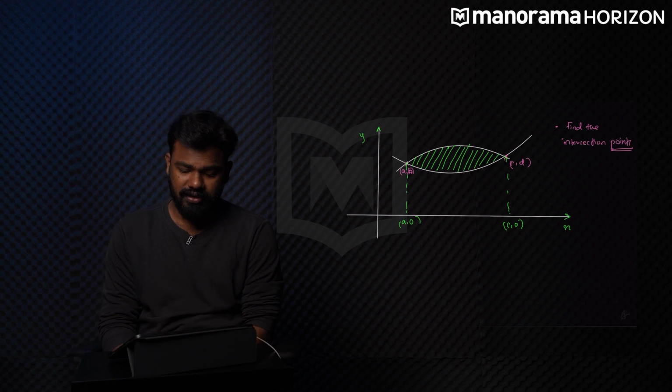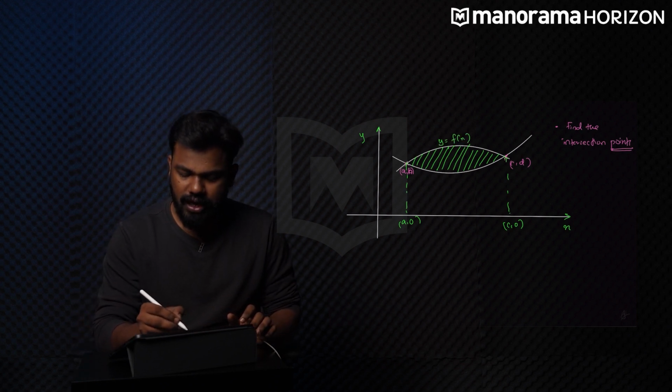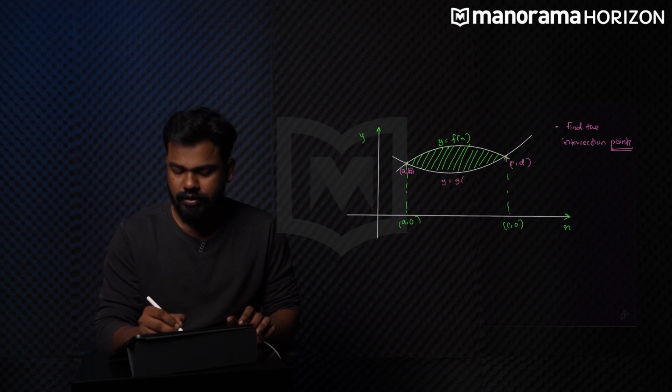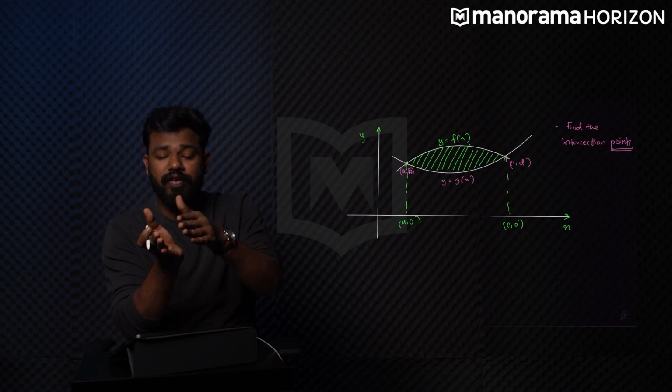Once I have found the intersection points, suppose this function is y is equal to f of x and the one under it is y is equal to g of x. So you have two graphs like that, and these two are intersecting and giving me this region, right? Now how will I find this area which is in between f of x and g of x?